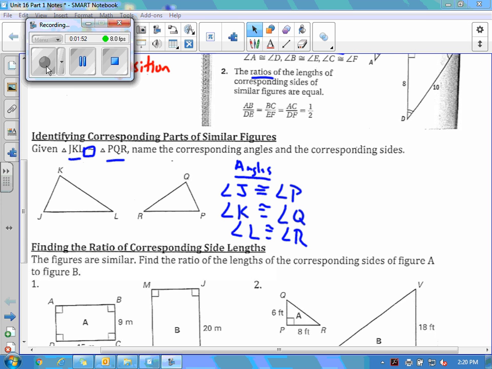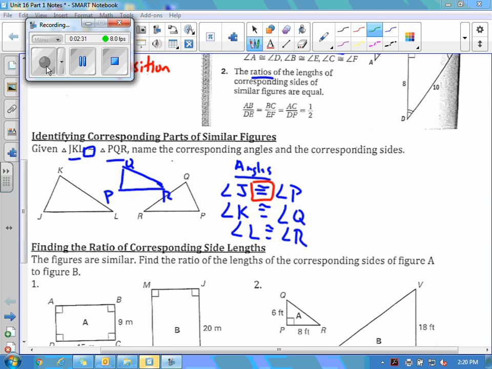So with the angles that match up, the sign I put in between them, which is this equal sign with a similar sign on top of it, is the sign for congruency. So I'm saying that angle J is congruent to angle P, angle K is congruent to angle Q, and angle L is congruent to angle R. Now if you look at the drawings, they don't really match up that way, but if you were to flip this triangle so that it looks like the other one, then you would have P in the same spot as J, R in the same spot as L, and then Q in the same spot as K. So those are our angles that are corresponding, and we say that those are congruent.